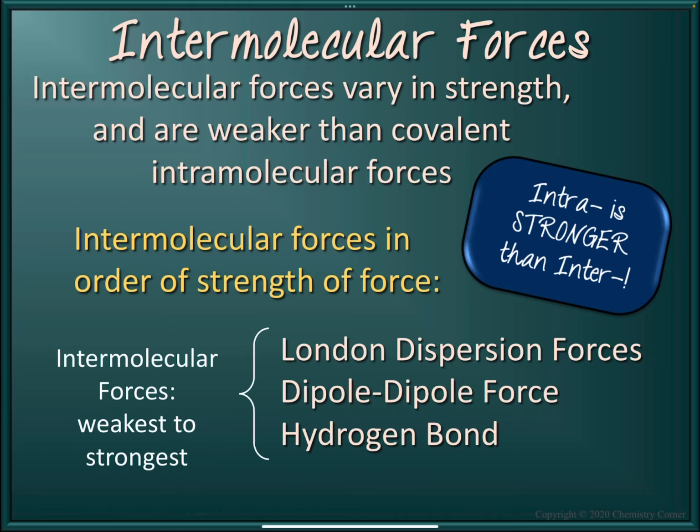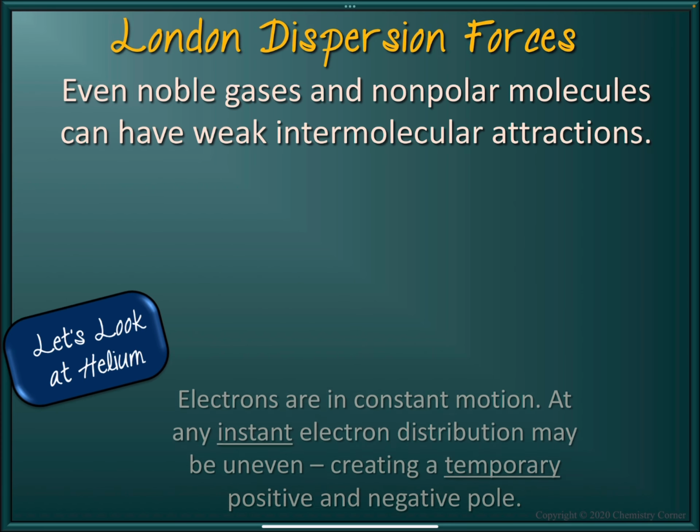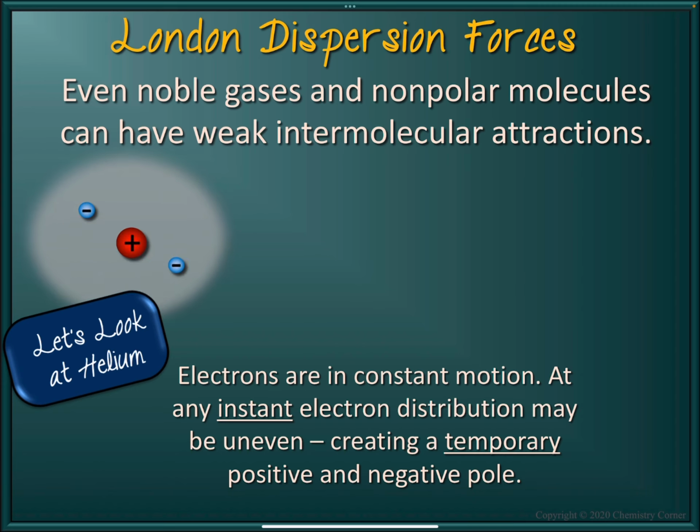Now, within the category of intermolecular forces, the weakest of the three are the London dispersion forces. Dipole-dipole forces are stronger, and then hydrogen bonding is the strongest of the three. But don't forget that intermolecular forces are always weaker than covalent bonds. London dispersion forces are very weak intermolecular forces that happen between nonpolar molecules. So nonpolar molecules really have nothing else going for them to hold them together.